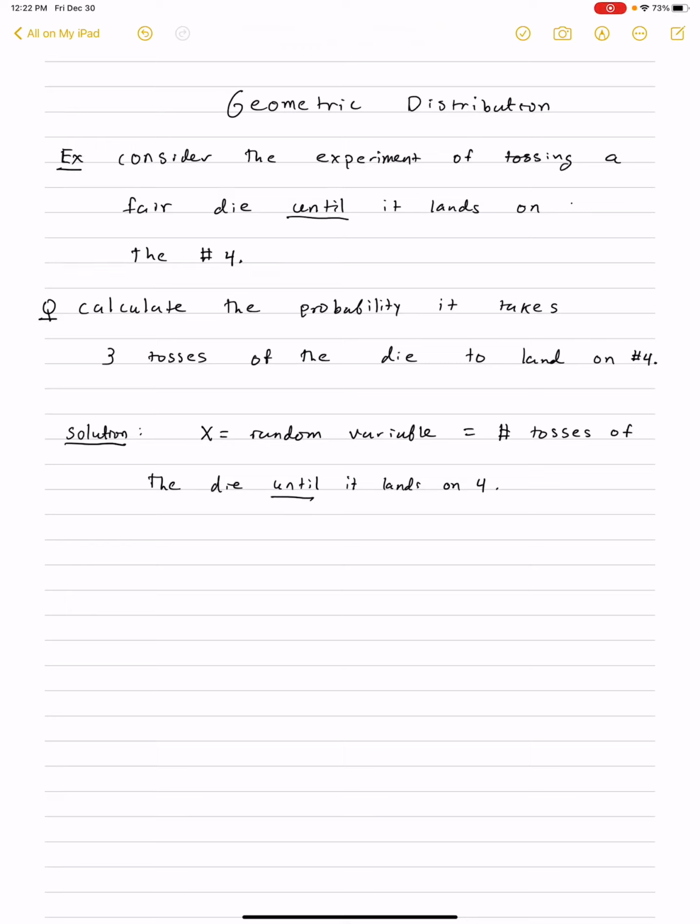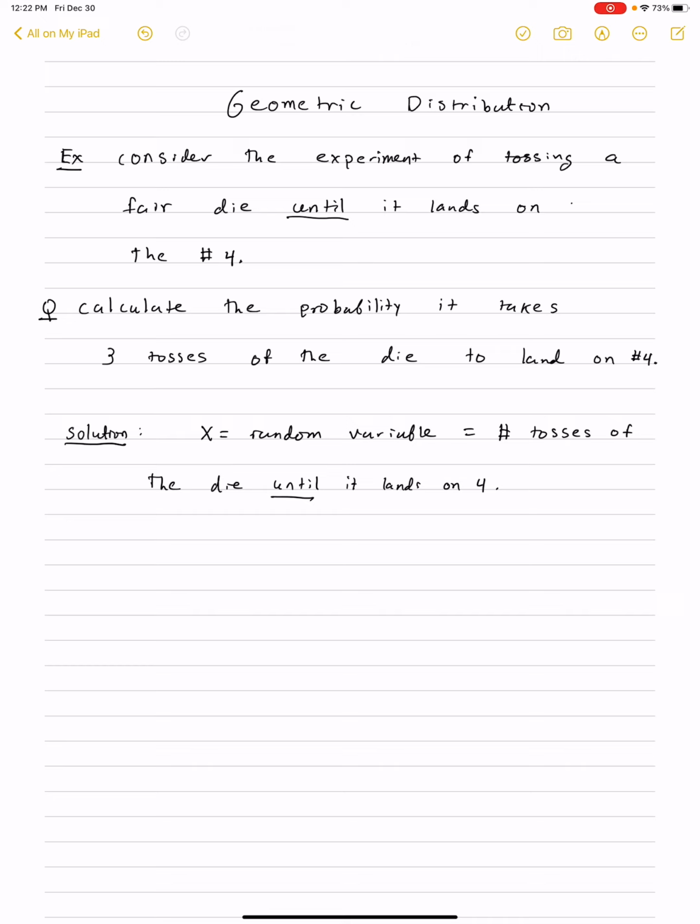Today I want to talk to you about the geometric distribution. Let's start with considering this experiment. You toss a fair die until it lands on 4. A key word here is until, so just keep that in mind. Our goal is to calculate the probability it takes 3 tosses of the die to land on 4.